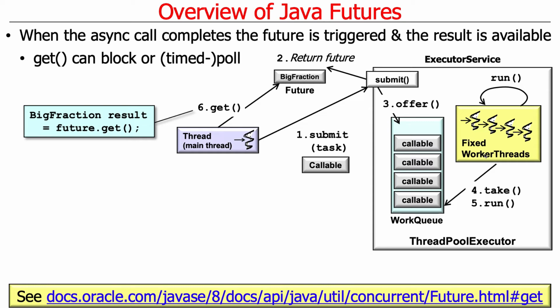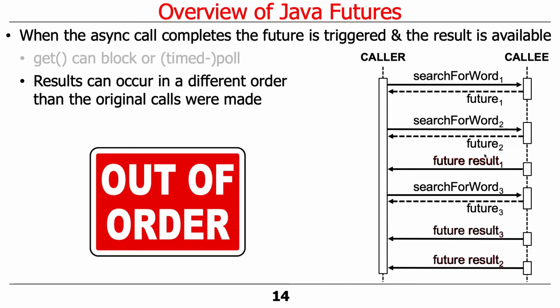So you can see there's an asynchronous behavior going on between the invocation, the processing, and then the client getting the result at some point in the future. As I mentioned before, the results can occur in a different order than they were invoked. So that's good because it gives you better parallelism, but it may be bad if you don't expect the results to come back in order.